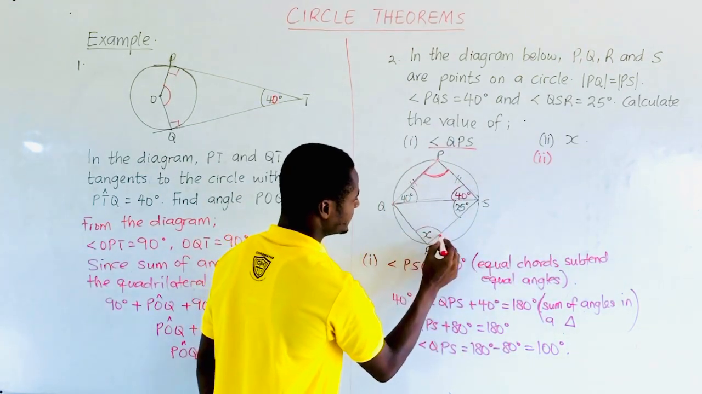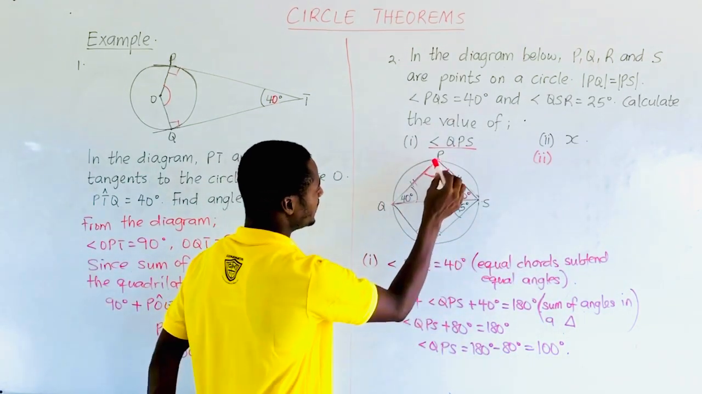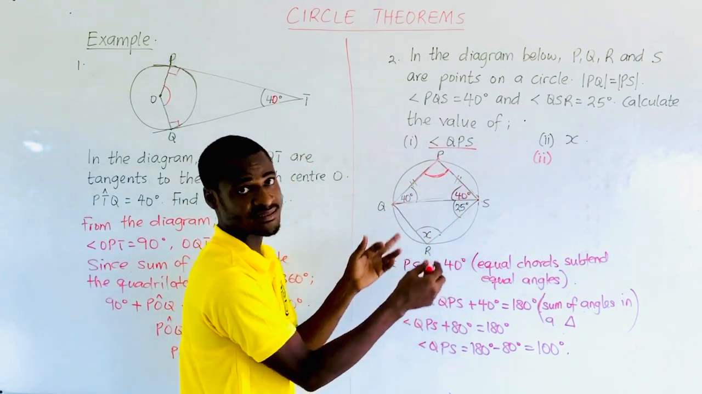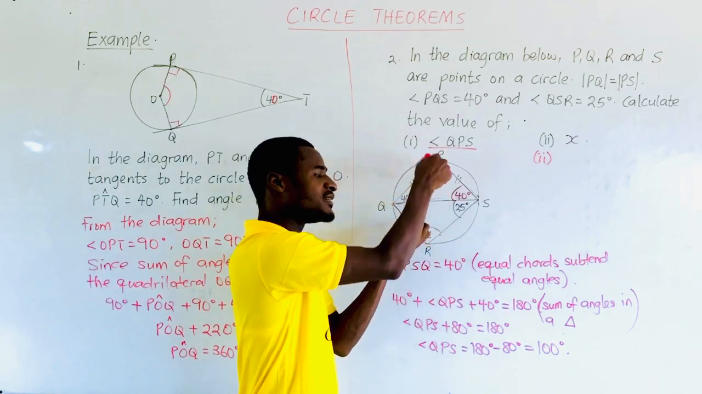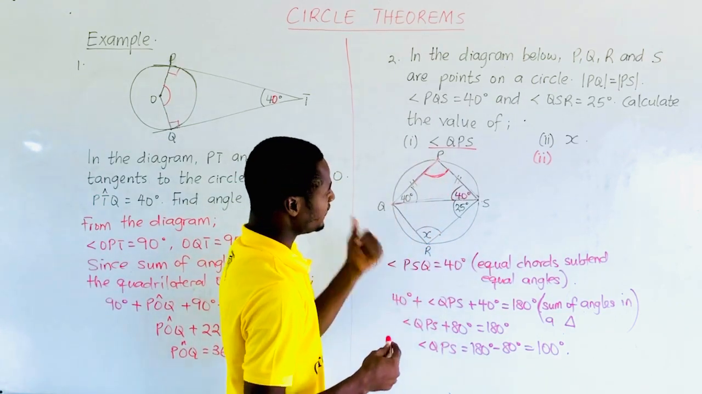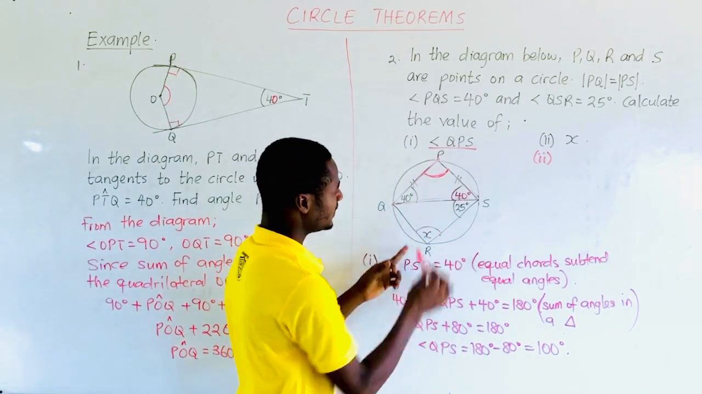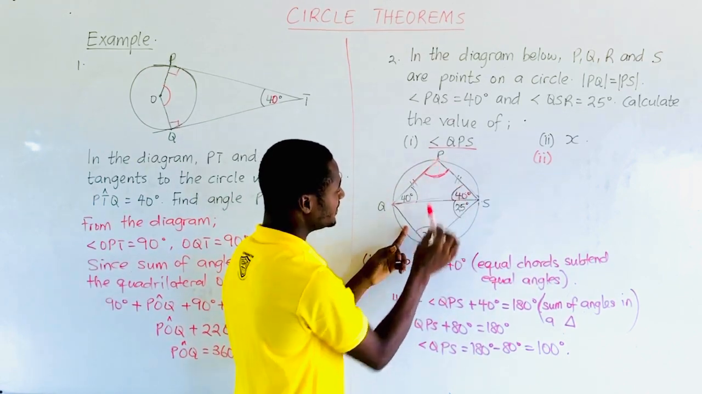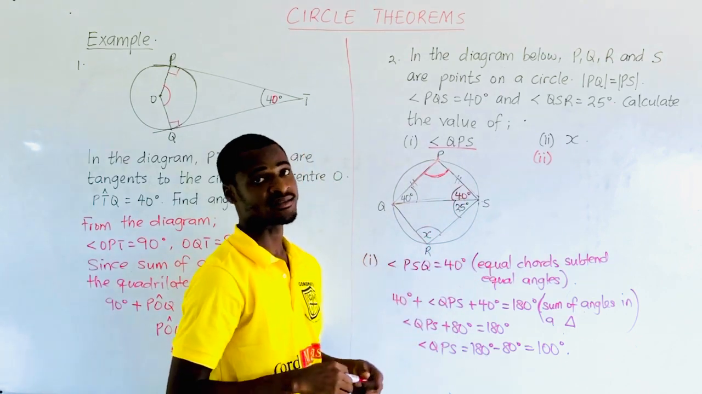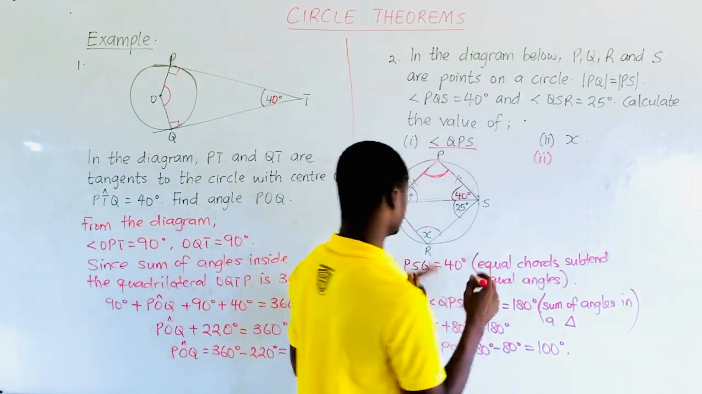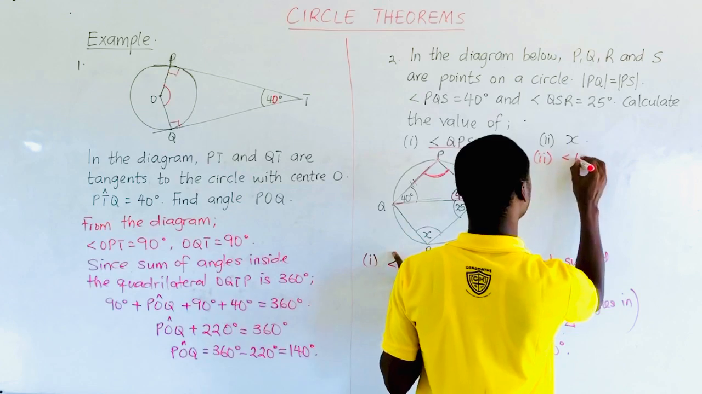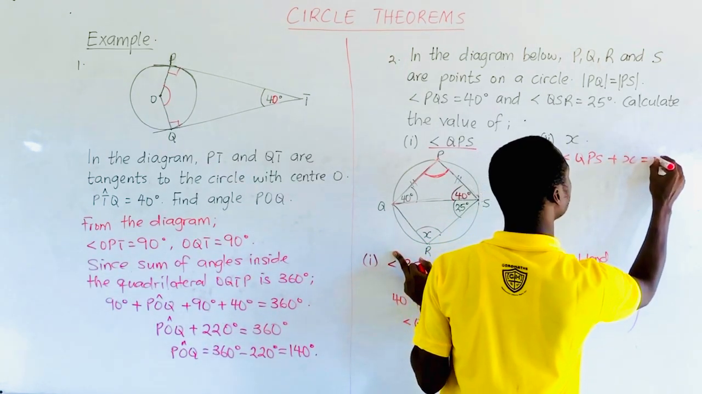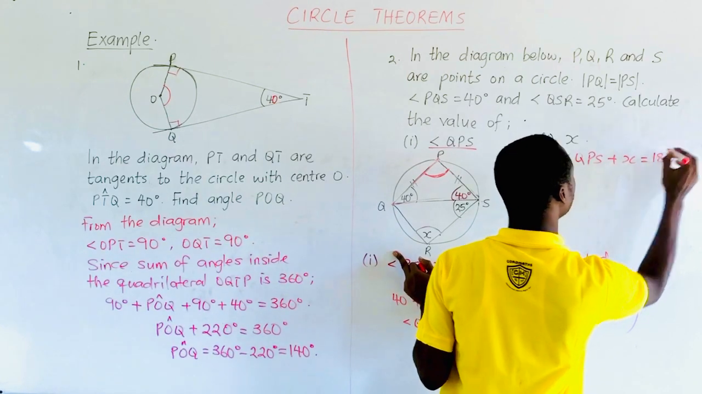This is x. PQRS is a cyclic quadrilateral. That's a quadrilateral which is inscribed in a circle. And from the theorems of a circle, the sum of opposite angles in a cyclic quadrilateral is 180 degrees. And so we will say that angle QPS plus angle x is equal to 180 degrees.